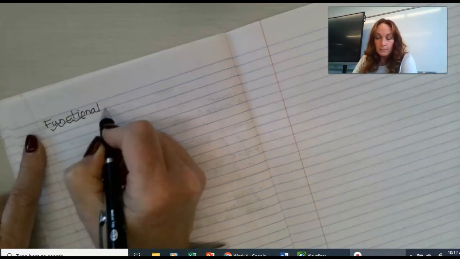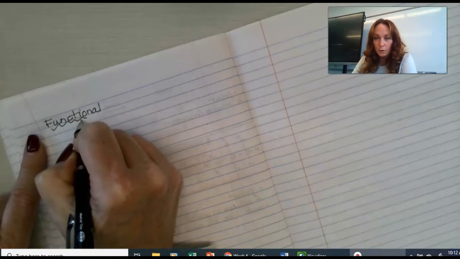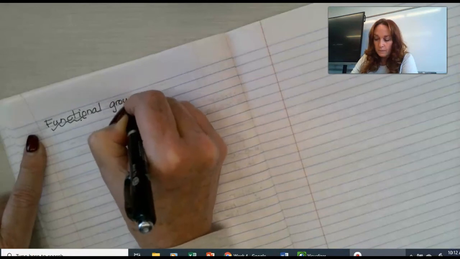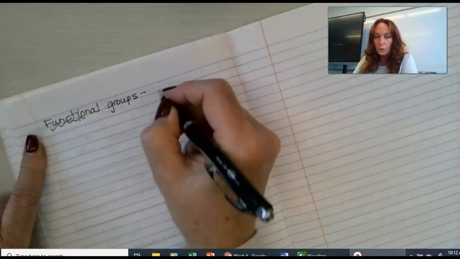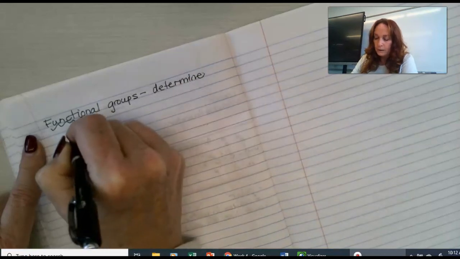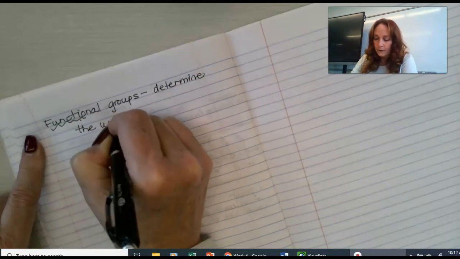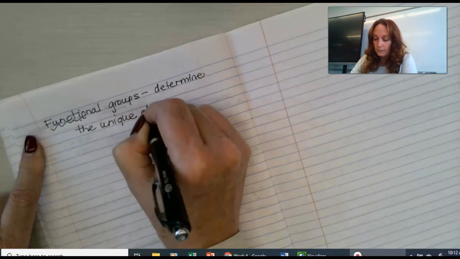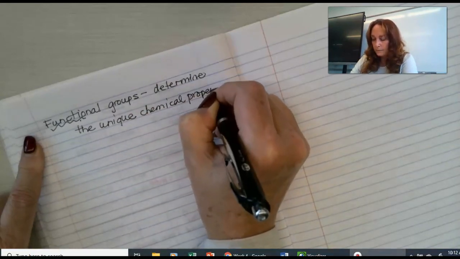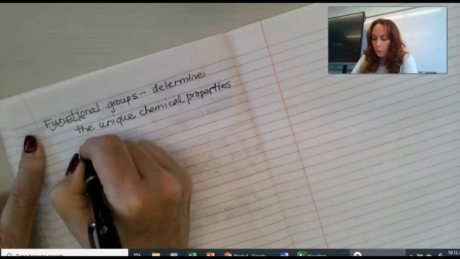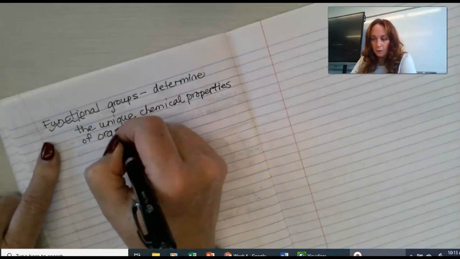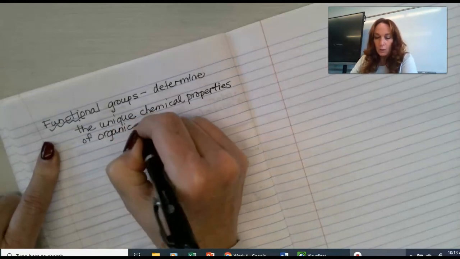Functional means the function of the molecule is determined by the functional group. Functional groups are going to determine the unique chemical properties, and we want to be specific, of carbon-based molecules. So, of organic molecules.